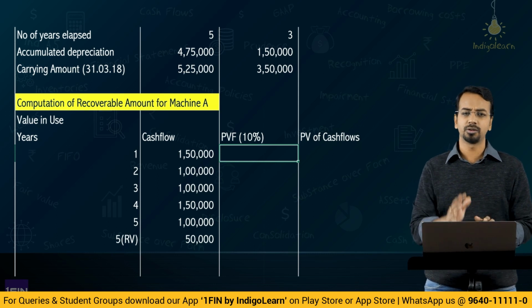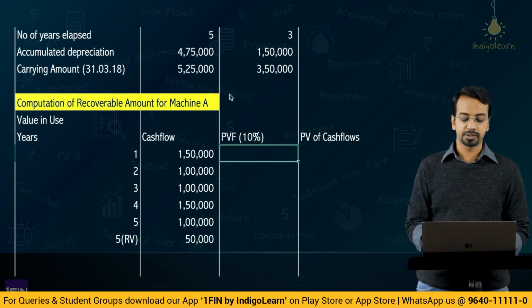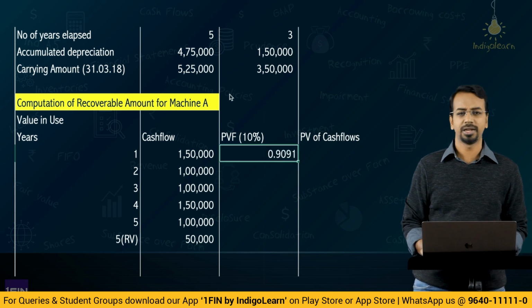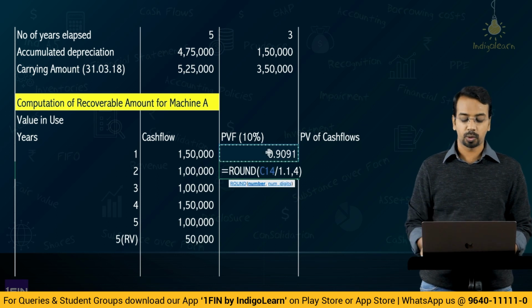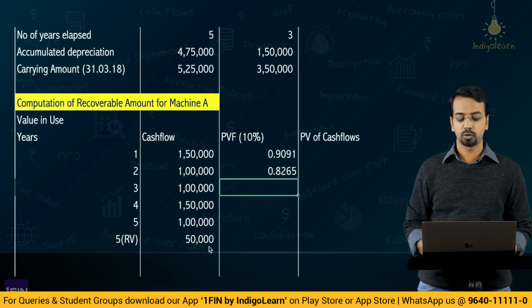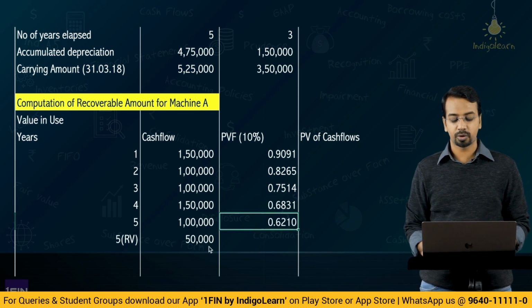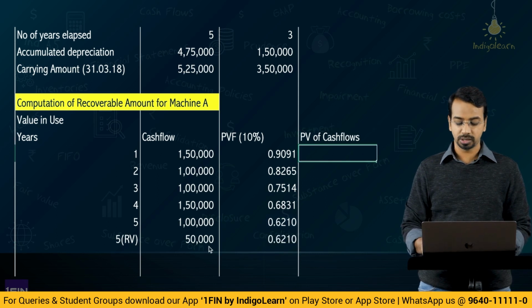1 divided by 1.1, 0.909, I think you would have learned by heart by now. So, present value for 10% for the first year, 1 divided by 1.1. I'll take up to 4 digits, 0.9091, or you can take 3 digits also, 0.909, up to you. Okay. Then for the second period, it will be this number divided by 1.1. So basically in calculator you will do 1 divided by 1.1 and you can keep on pressing equal to. When you press equal to one more time, you get 0.8265, then 0.7514, then 0.6831, then 0.6210, and for the last also it will be 0.6210.